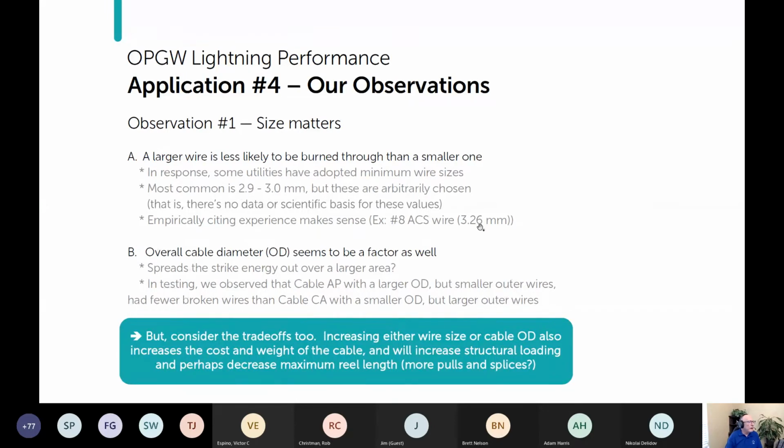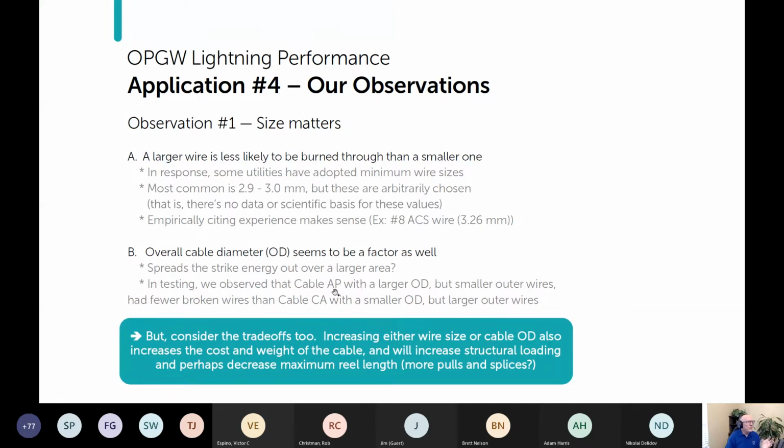The overall cable diameter. What I think is going on is that the larger diameter is spreading the strike energy out over a large area. And this comes from some testing. We observed that an AP type cable, so for us, that's that aluminum pipe type design, with a larger ID, but it had relatively smaller wires on the outside.